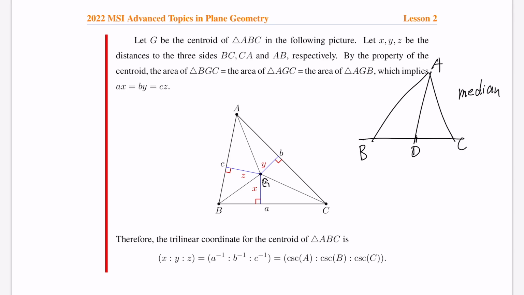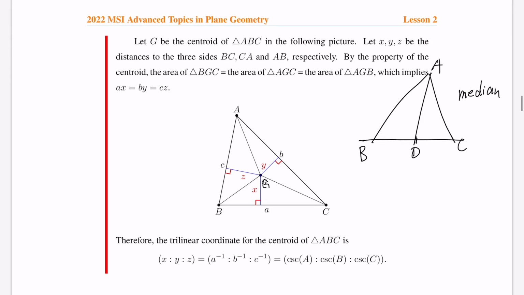Well, the computation could be tricky. There are two ways to do that. You can either use the area method or use similar triangles. Here we use the area method. By the property of the centroid, we know that the areas of the triangles GBC, GCA and GAB are all the same.